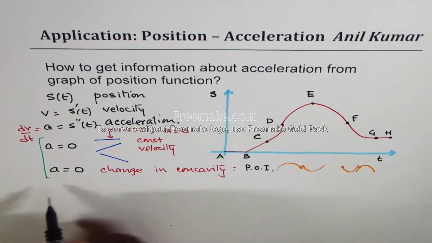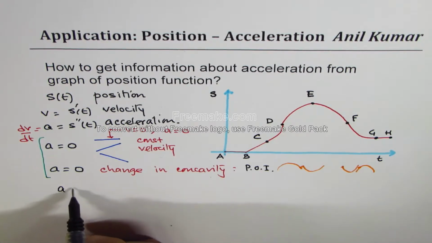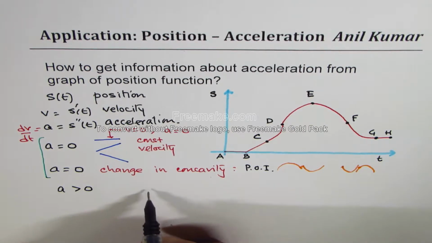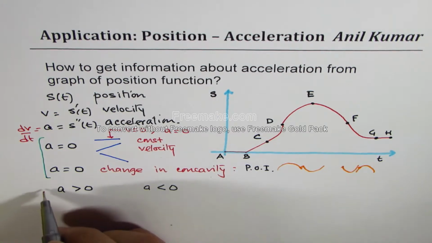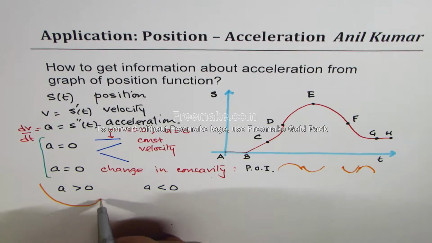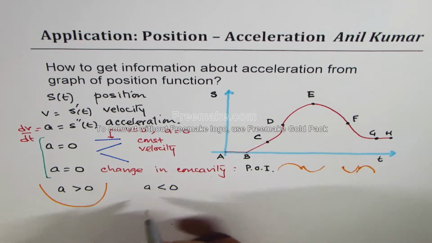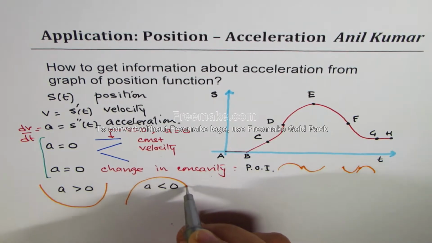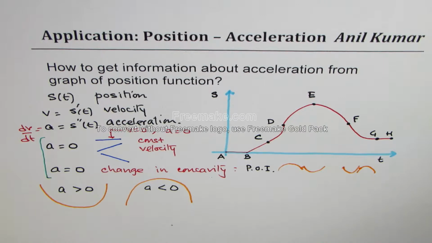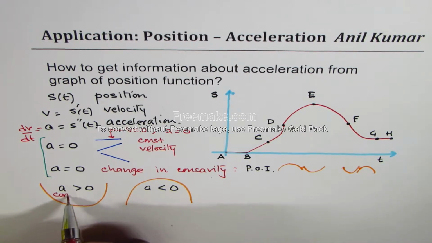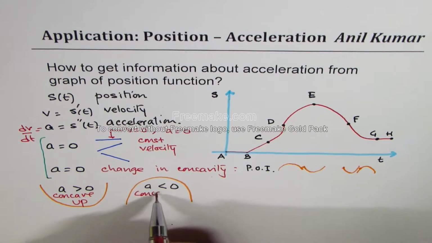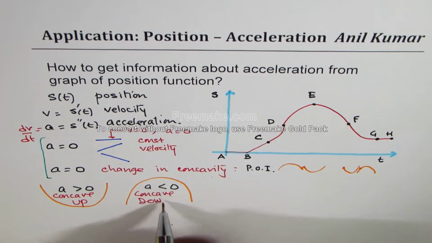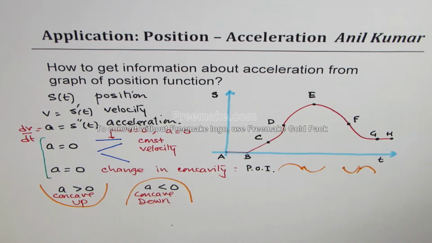Now from concavity, let's get back to acceleration. So acceleration is greater than 0, or acceleration is less than 0 when? Greater than 0 when we have something like concave up. Do you understand? And less than 0 when we have something like concave down. Does that make sense to you? So we call this concave up, and this is concave down. Now that should help you to answer this question very easily, correct?